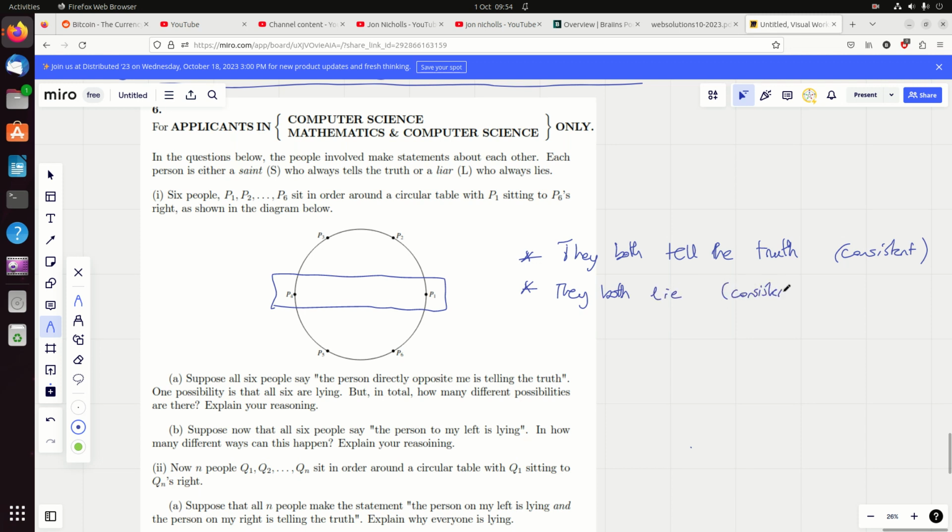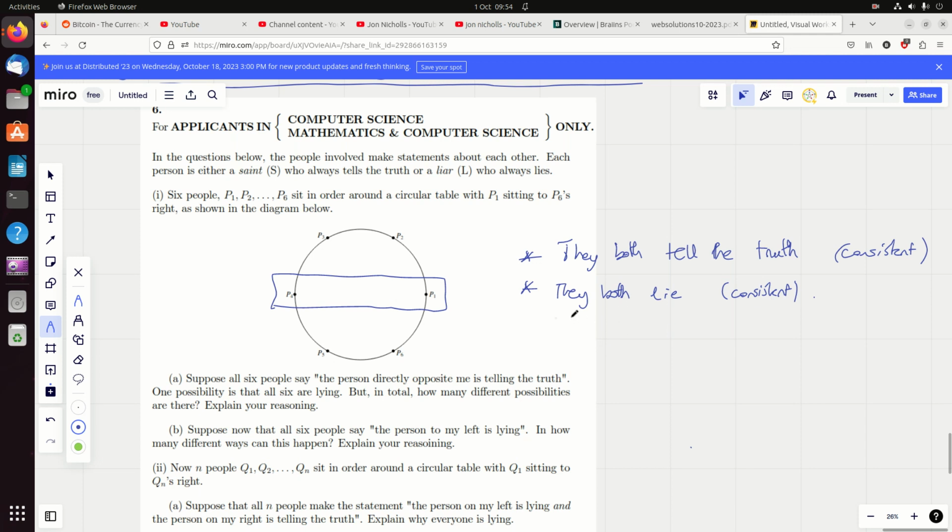And when you just think about it for a second, if this one describes the other person as a truth teller, but they are a liar, then the other person must be a liar, which is consistent with what they say about P1 being a truth teller. Do you see what I mean? Because they're both lying, they're both born liars, if you like, it's perfectly okay for them to describe each other as truth tellers. It is logically consistent.